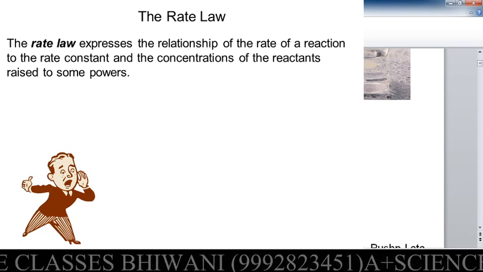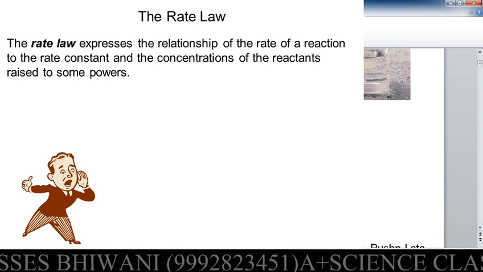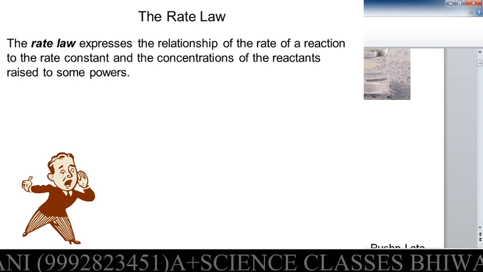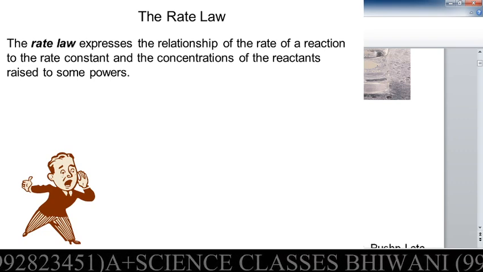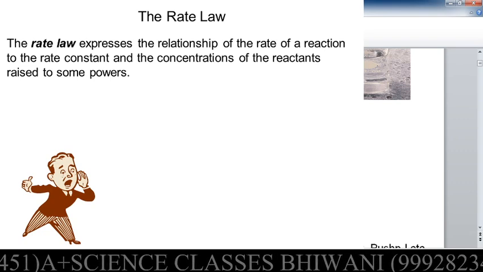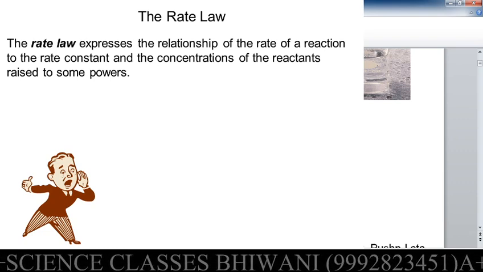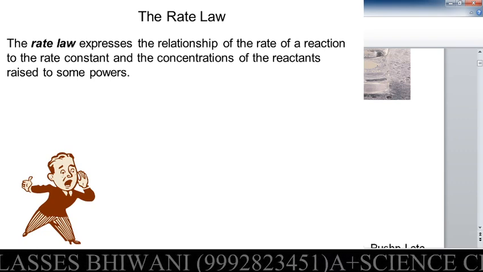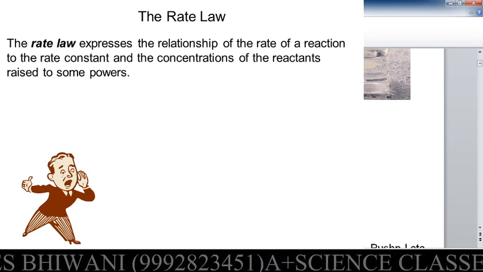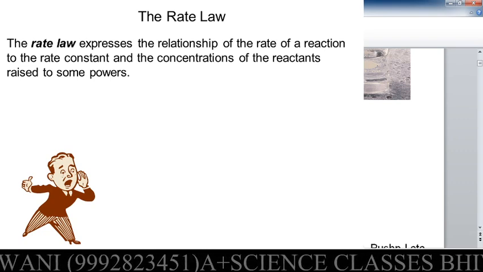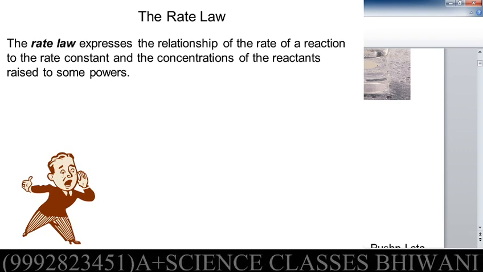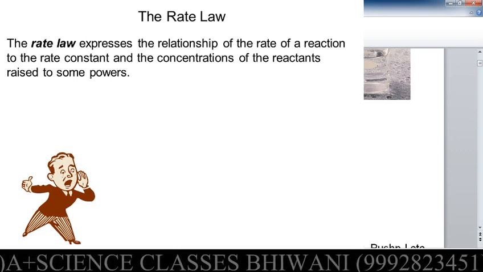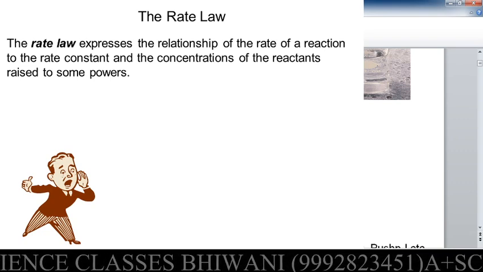So firstly we should know the meaning of both these words. Rate of reaction, as we know, is the change in concentration with respect to time. And the rate constant, also known as the rate, is actually equal to the rate of reaction when the molar concentration of the reactant is taken as unity. Clear? So you can differentiate the reaction rate and the reaction rate constant.